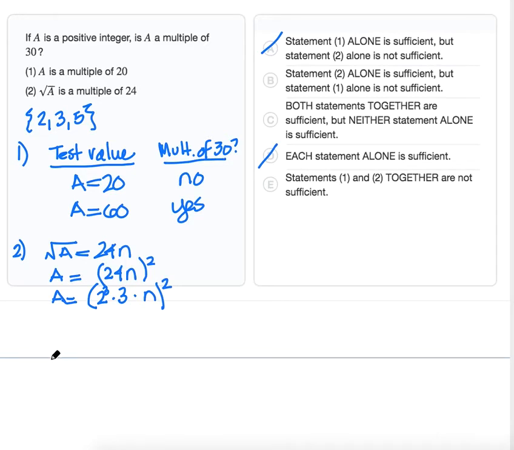In order for A to be divisible by 30, n needs to be a multiple of 5, because as we said, in order for A to be a multiple of 30, we need the factors 2, 3, and 5. The 2 is already accounted for, so is the 3, which means n has to be a multiple of 5. Well, we don't know what n is, so statement 2 alone is also not going to be sufficient. If we weren't sure how to go about statement 2, we could have also done test values like we did for statement 1. So this time, let's just look at that with test values.